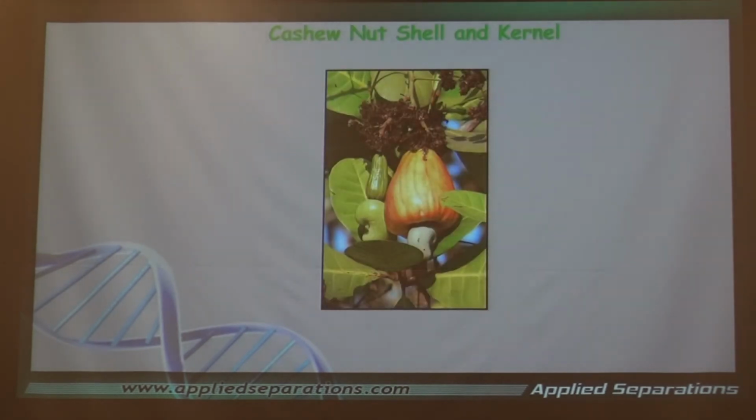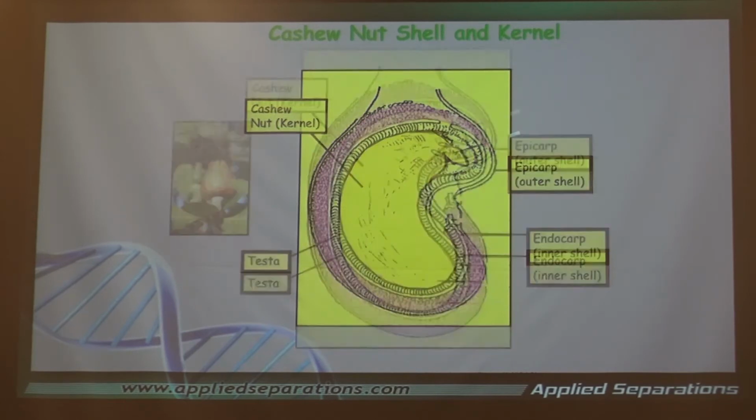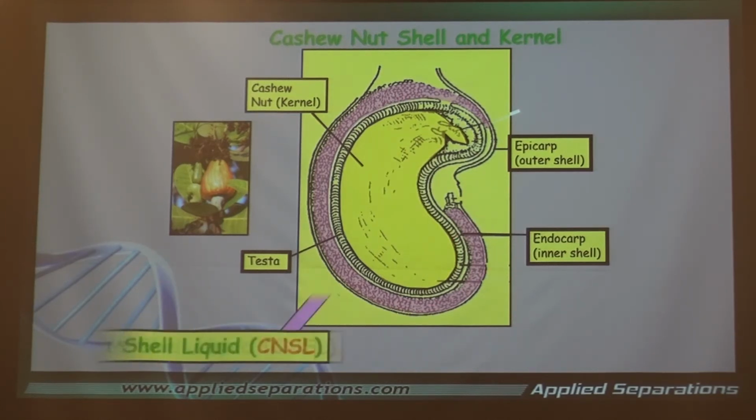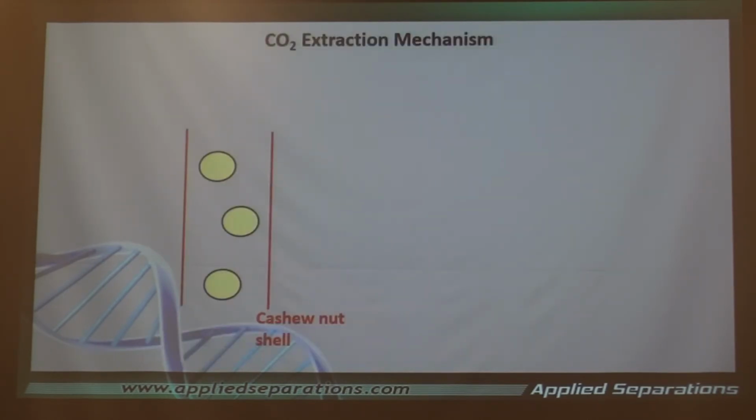A couple of examples, but here is the cashew, and this is the area that we're talking about, the area between the epicarp and the endocarp. This whole area here, in purple, is the cashew nutshell, and this is a very valuable product. Getting this out without taking it out of the nut is an interesting, difficult problem. An easy way of doing this is an extraction mechanism where we keep it at a lower pressure.